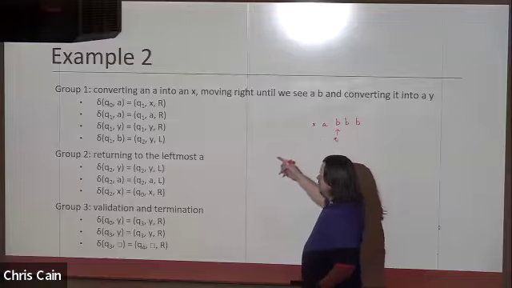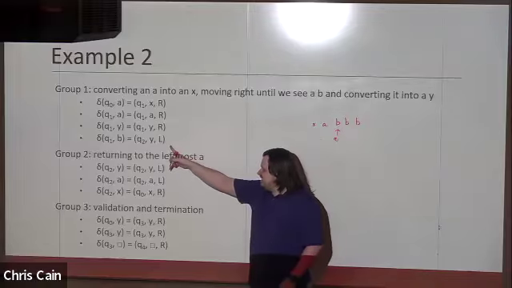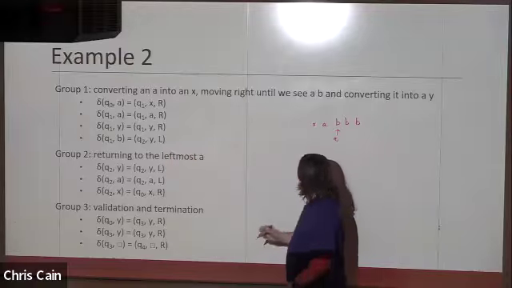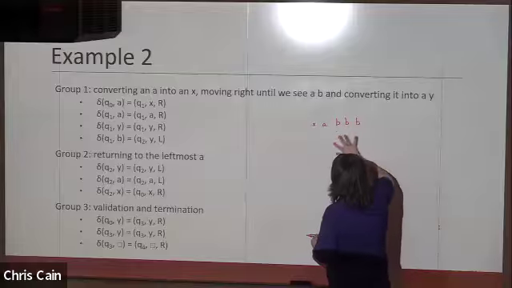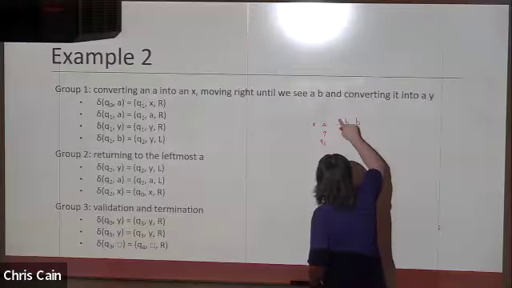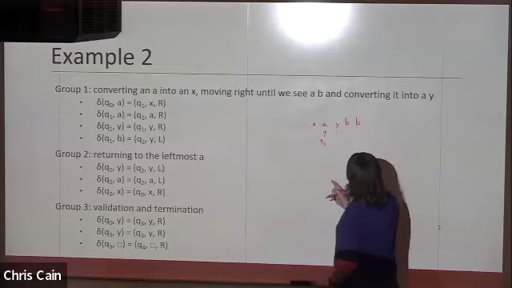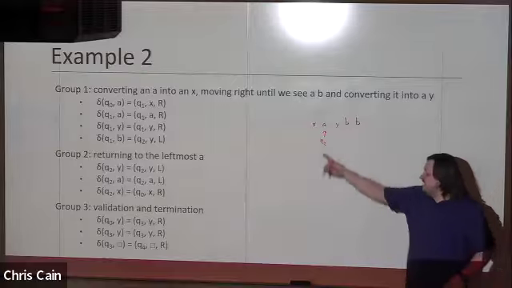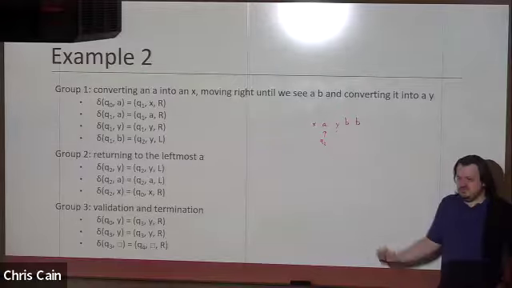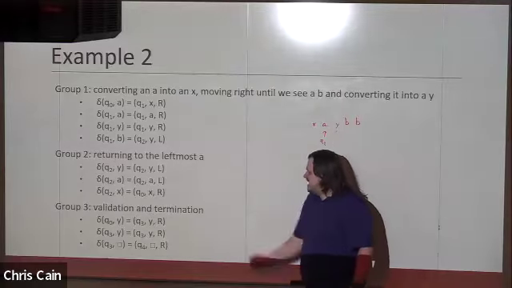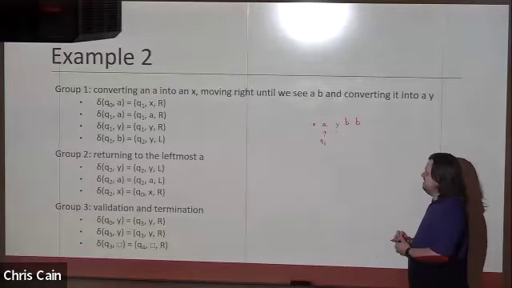Q1 on a B says we're going to convert that into a Y and move left. Also moving to state Q2. So we're going to move left into Q2 and replace this B with a Y. Now we've paired off this X and this Y. We have an A that we've seen before paired with a B that we've seen before. Q2 is going to move when it sees an A, going to move left.